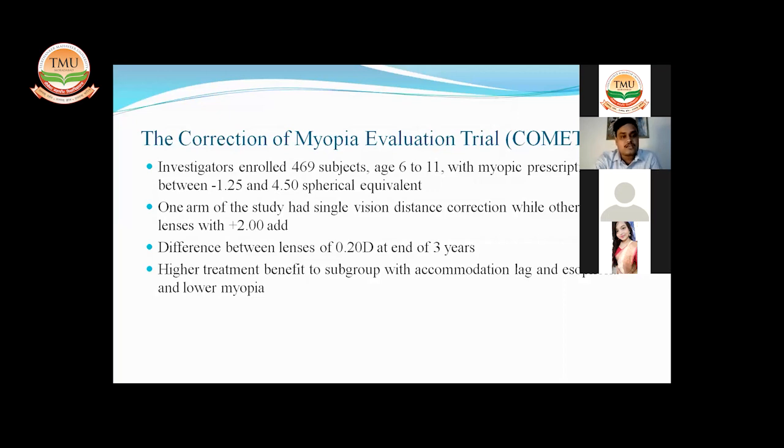The COMET study also evaluated the subgroups who have accommodation lag and esophoria, or lower myopia. The study suggests that if a patient is suffering from lag of accommodation, esophoria, or has lower myopia, they can be treated with progressive addition lenses. But for myopia in general, or high myopia cases, the difference shown in their research is 0.20 diopter at the end of 3 years. So accommodative lag and esophoria, or lower myopia, should be recommended the higher treatment of bifocal and progressive addition lenses.